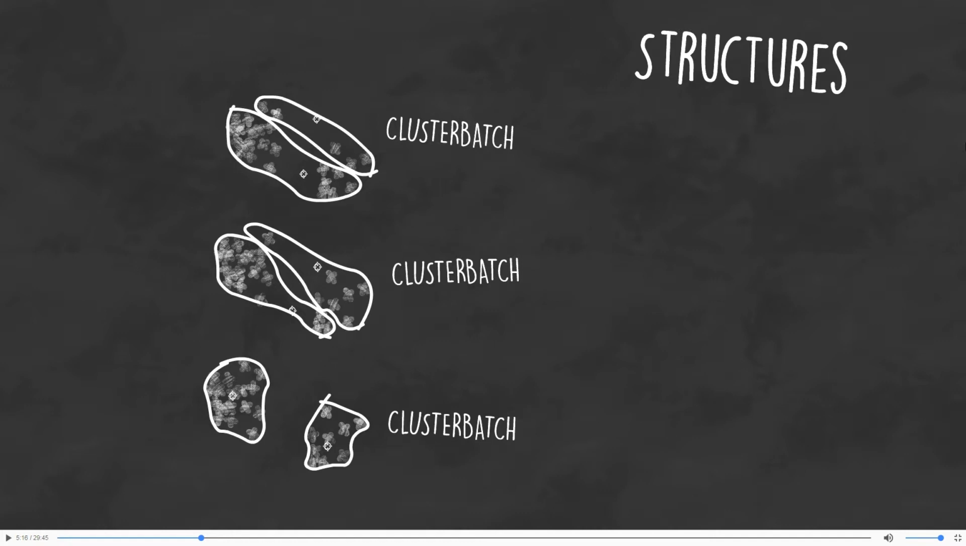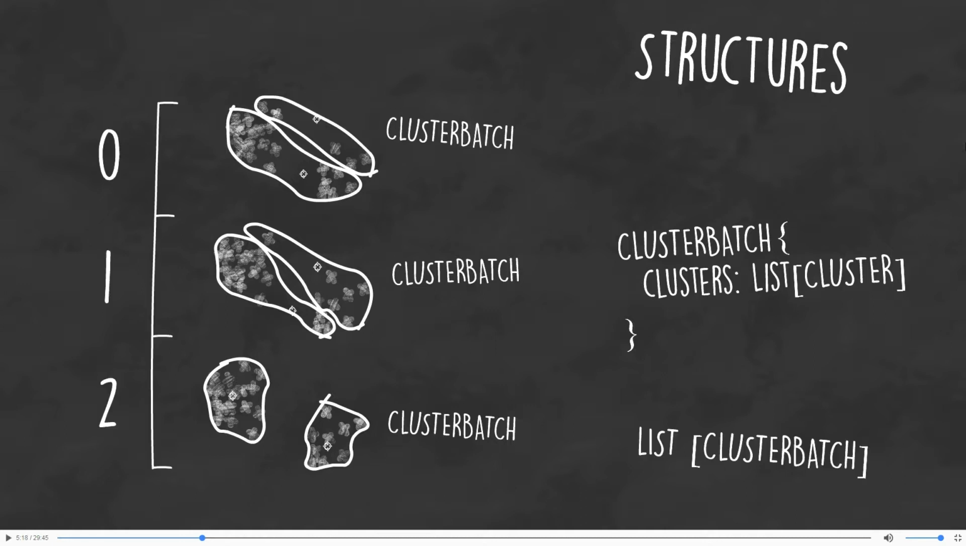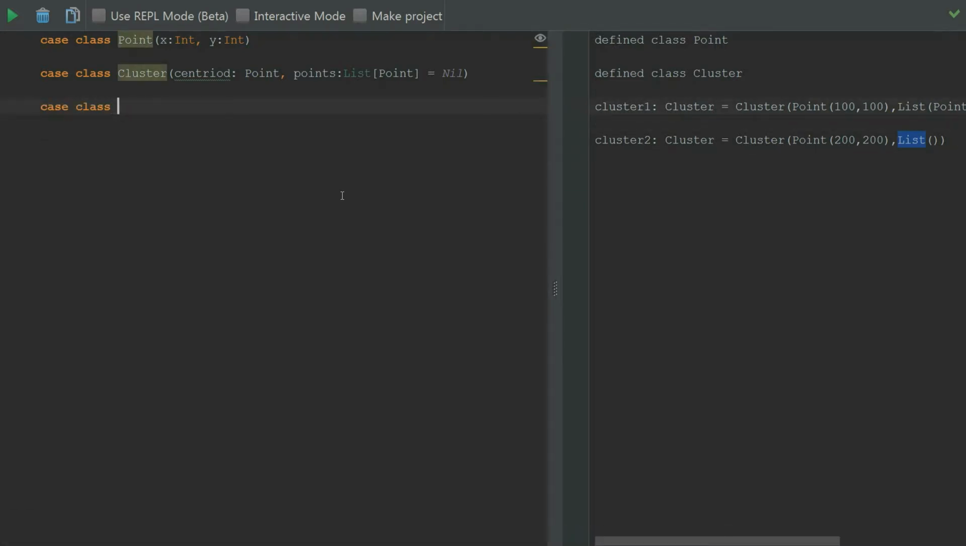I'm going to call each one of these a cluster batch. A cluster batch is just a list of clusters. Again, this is trying to make it simpler so we don't have a list of lists of points. That's why we're creating these structures. At the end, once the algorithm finishes, we're going to have a history of these cluster batches, so we're going to have a list of cluster batches. And that's quite easy to create. It's just a case class called cluster batch, which will have a list of clusters inside.